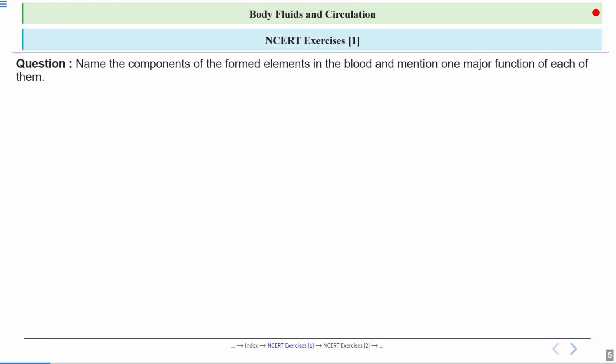Let's begin with the first question. You have to name the components of the formed elements in blood and mention one major function of each one of them. Let's have a look at the answer for this question.